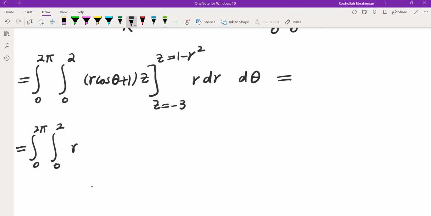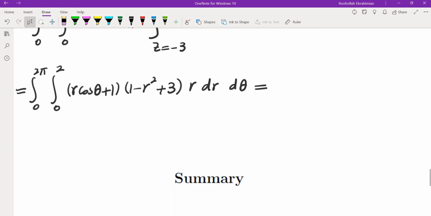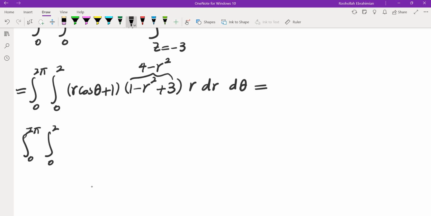When we plug in 1 minus r squared and -3, we get 1 minus r squared plus 3, and then r dr d theta. How do we integrate this one? Well, this is a polynomial, so we'll have to expand and then integrate. So this would be integral from 0 to 2 pi, integral from 0 to 2. If we multiply this, we can write this down as 4 minus r squared.